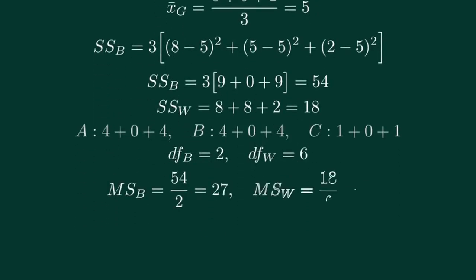Now, the degrees of freedom. dF sub B equals 3 minus 1, which is 2. dF sub W equals 9 minus 3, which is 6. So MS sub B is 54 divided by 2, which is 27. MS sub W is 18 divided by 6, which is 3. Finally, F is 27 divided by 3, which is 9.